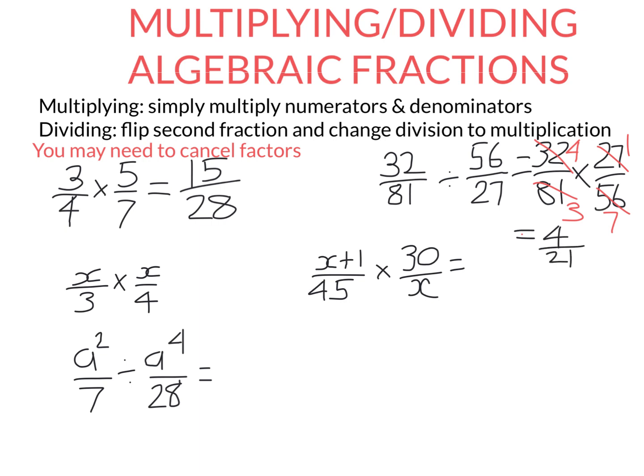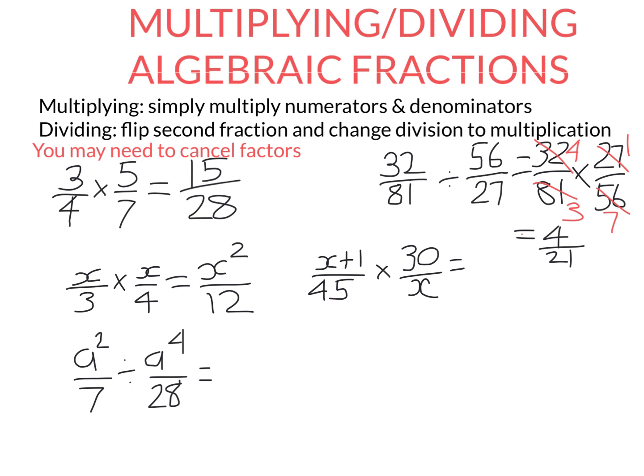So let's look at some algebraic fractions. x over 3 times x over 4. So for multiplying, just multiply the tops and multiply the bottoms. How easy is that? All right, so let's look at x plus 1 times 30 over 45 times x.